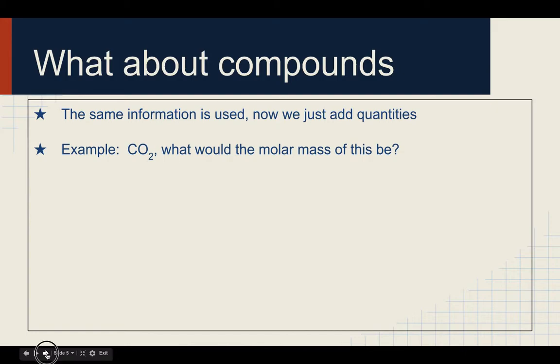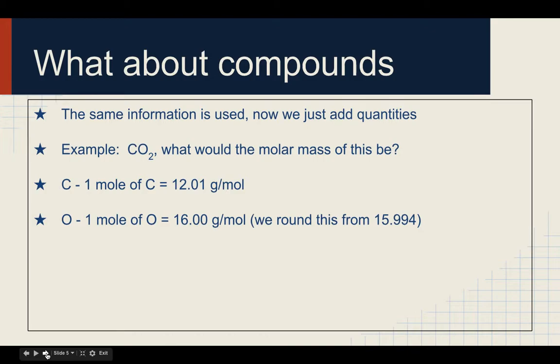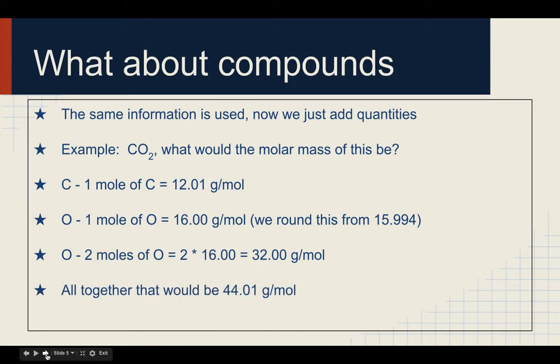Exactly, 1 and 2. So 1 mole of carbon would be 12.01 grams per mole. 1 mole of oxygen is 16, but wait, you just told me that you had 2. So we would actually have to use both of those, which would be 32.00 grams per mole, which altogether would be 44.01. So it's very important that we look at the number right here. That tells you how many you have. It's not 2 carbons, it's only 1. So it's 2 oxygens, 1 carbon.